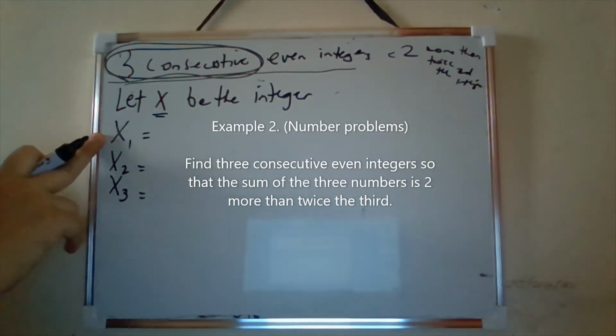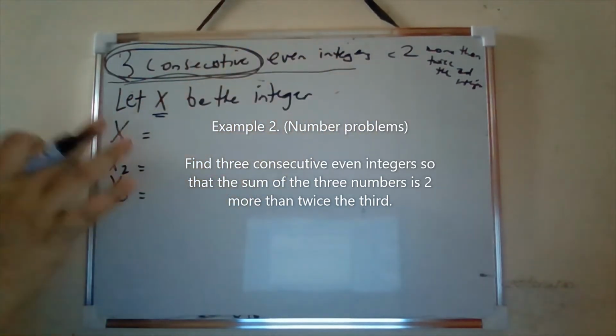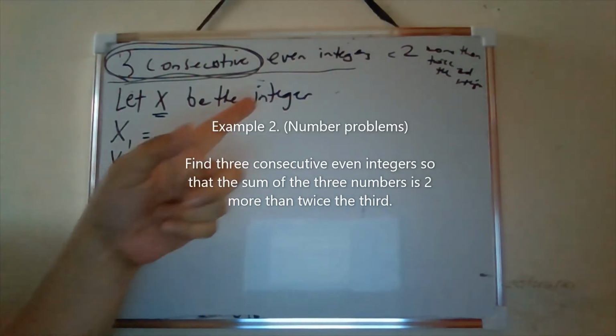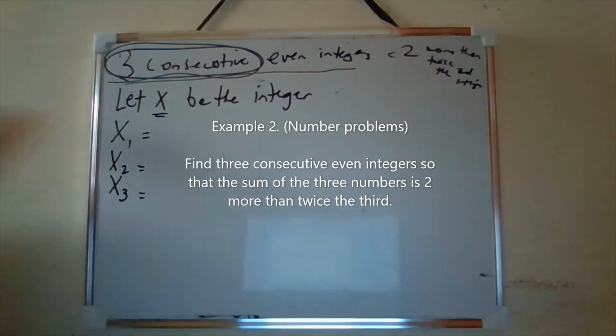Now, for x sub 1, since we are looking for even integers, remember, to make a number even, it has to be divisible by 2. So, any number that you multiply by 2 will give you an even result. For example, if you multiply 5, which is an odd number, by 2, then it gives you 10, which is an even integer. I'm giving you this explanation so that you would understand how you would come up with an even integer.